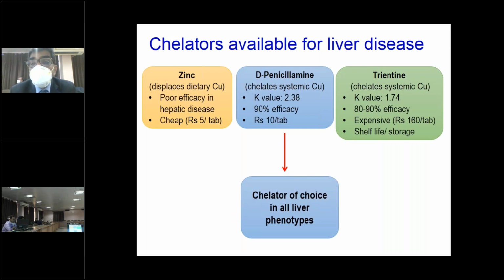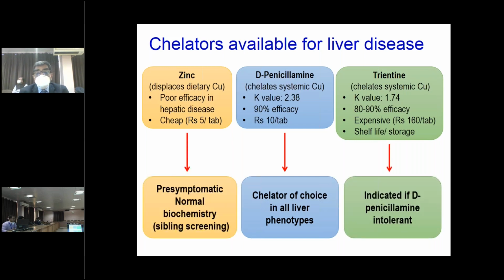Considering all this, D-penicillamine is our chelator of choice in all the liver phenotypes. Zinc is usually reserved for pre-symptomatic patients who have normal biochemistry and usually are detected on sibling screening. Trientine is reserved for those patients who are intolerant to D-penicillamine.